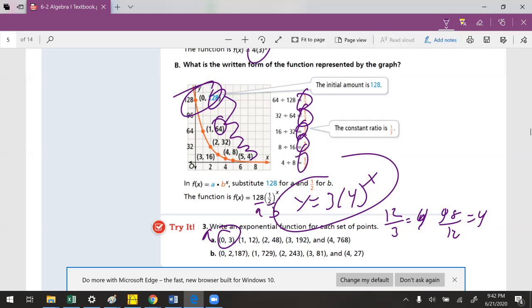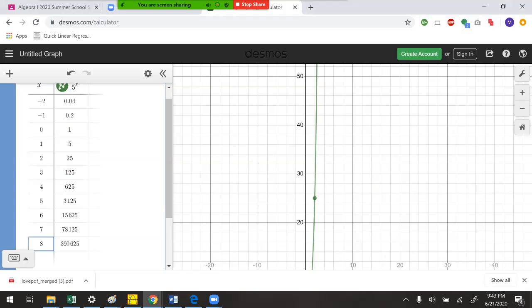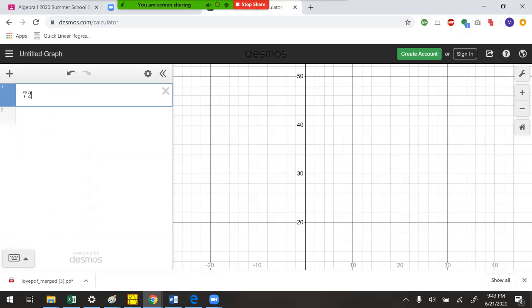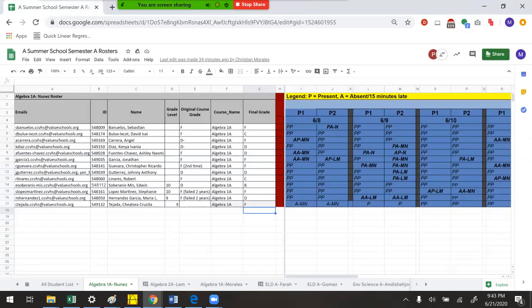Okay, so this next one here. A is going to be 2187. Let's figure out what b is. Let's divide 729 by 2187. Let's do that real quick. Let's get rid of that table. 729 divided by 2187. Voila, it's 0.333 or 1/3. It's going to be technical.